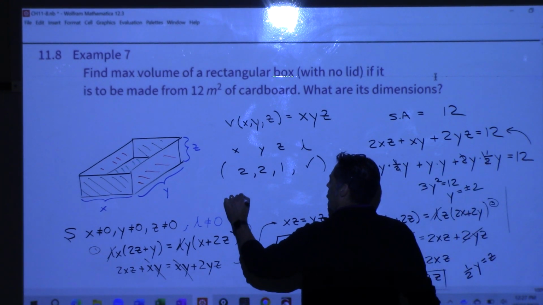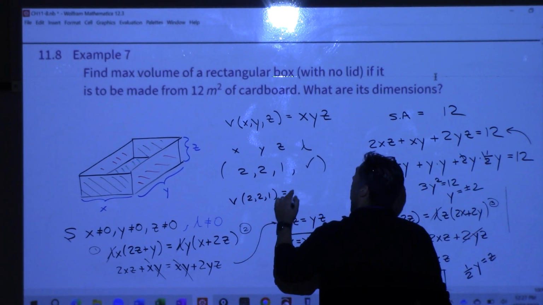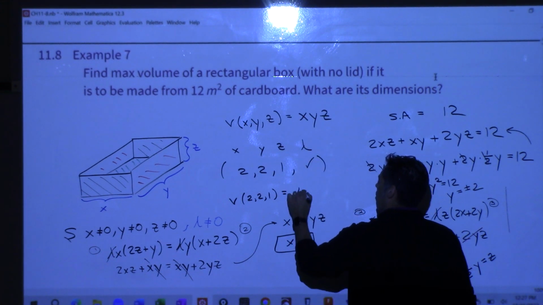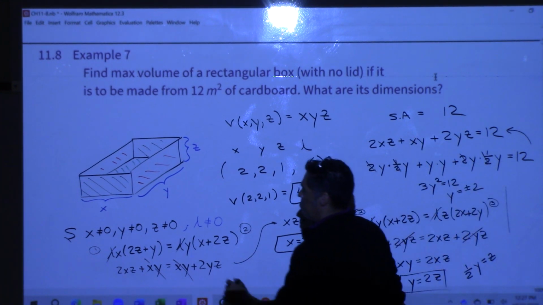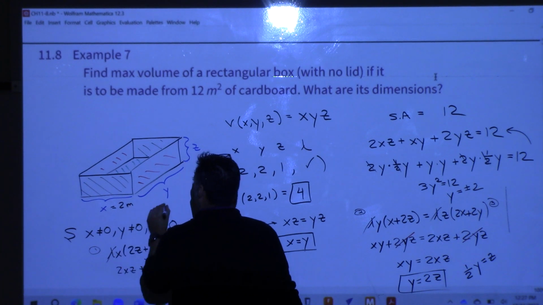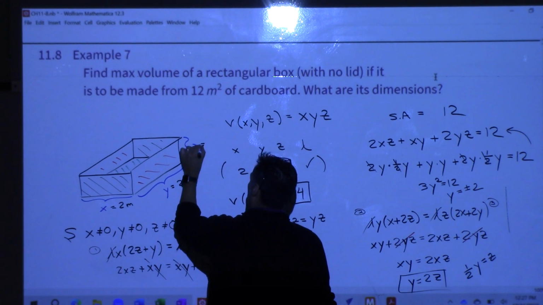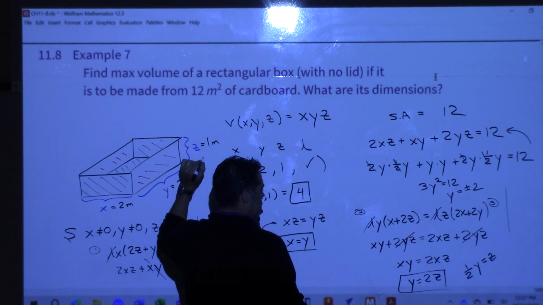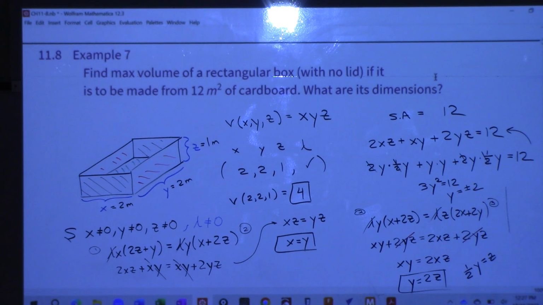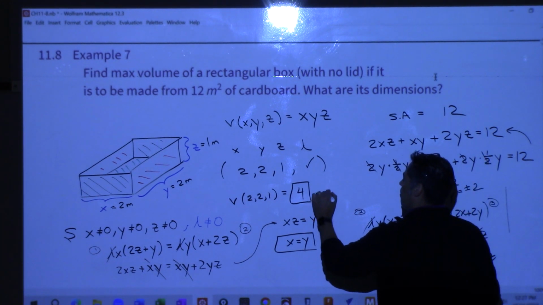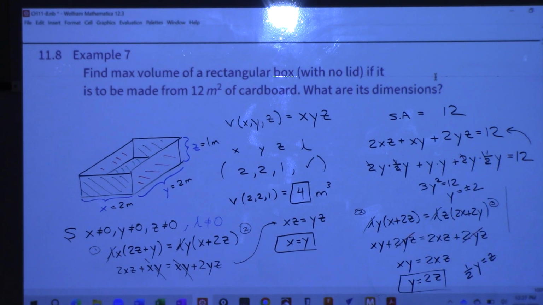So what is the volume at 2, 2, 1? Should be 2 times 2 times 1, 4. Now, what are the dimensions of the box? That's the last thing. We want this to be 2 meters by 2 meters by 1 meter, right? It wasn't z? Z was half of y? Yeah. So if I do a 2 by 2 by 1, I'm going to get 4 cubic meters of volume. And I will use exactly 12 square meters of cardboard. And that's the most I'm ever going to get out of that much cardboard.